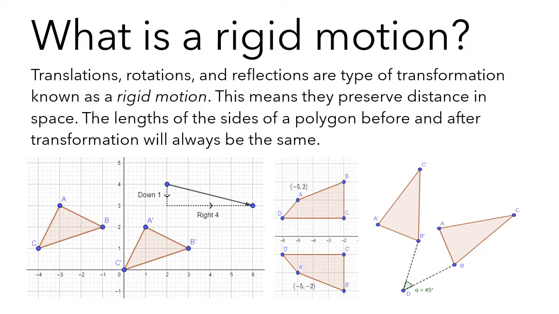So what is a rigid motion? Well, translations, rotations, and reflections are types of transformations known as rigid motion. This just means that they preserve distance in space. So the lengths of the sides of a polygon before and after transformation will always be the same. Whether it's a translation, a reflection, or a rotation, the polygon is not going to change. In other words, it looks the same before and after.